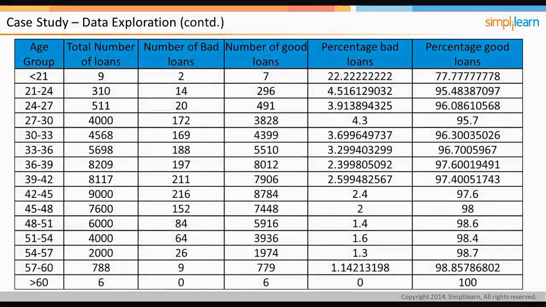Here you can see a table of the bank loan data. As mentioned in the previous slide, the number of good loans and bad loans has been tabulated as per the age category. There are 15 categories of age in the table. Given the total number of loans and the number of good and bad loans, the percentage of good and bad loans has been tabulated. In the following video, we will look at different statistics and graphical visualizations for the data.